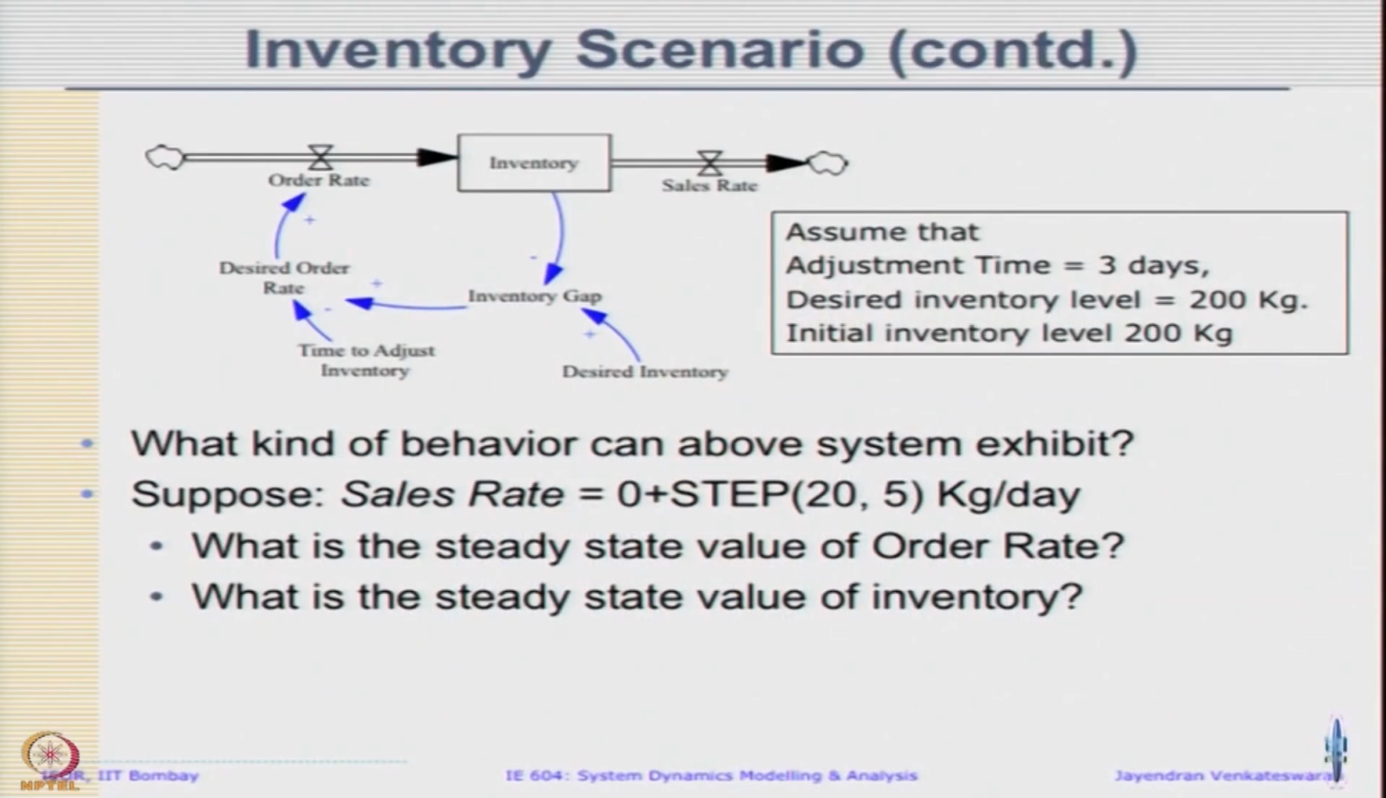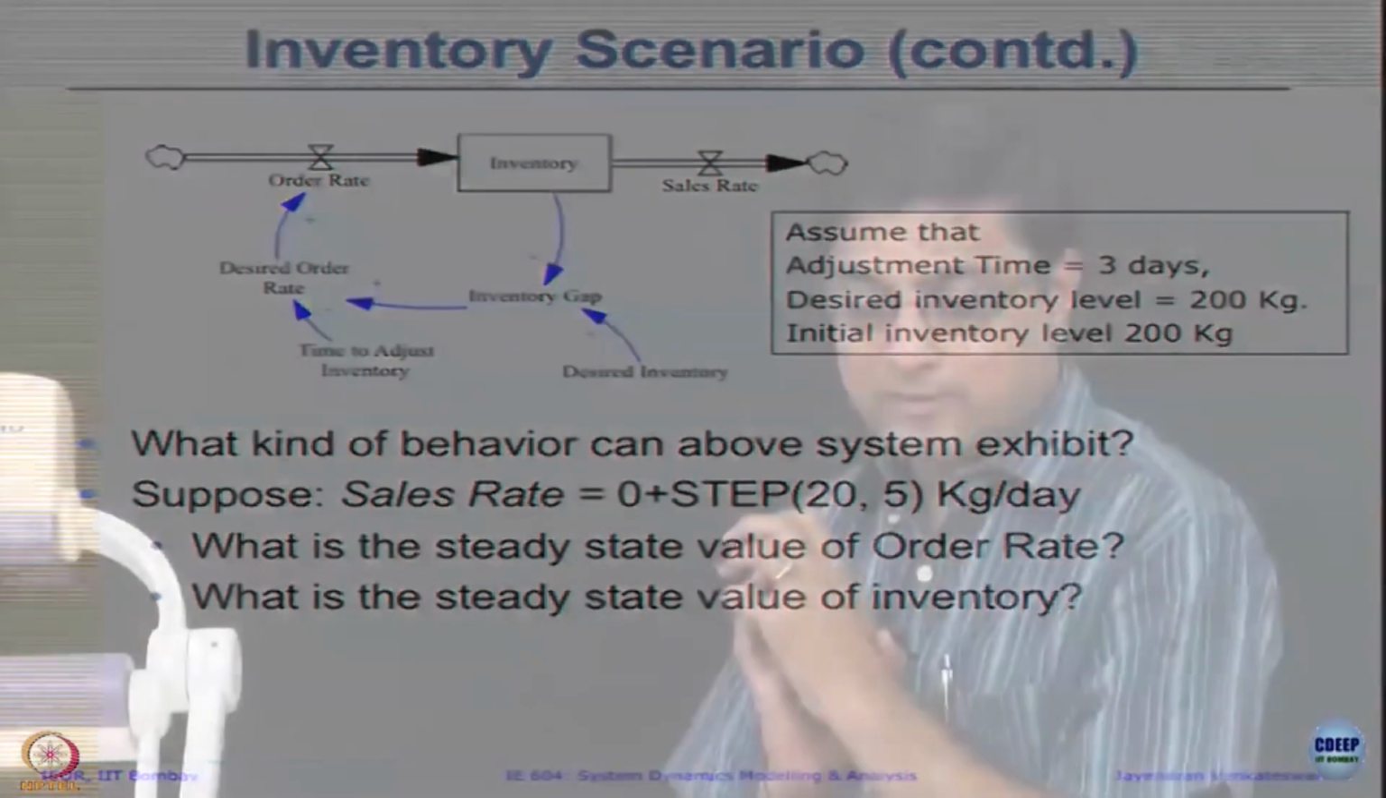We know that this system will exhibit a goal seeking behavior. So, suppose the sales rate increases to 20 units at time 5, then we expect the system to reach this new goal. What will be the steady state value of order rate? What will be the steady state value of inventory? You can do this without simulation. What should be the steady state value of order rate? Order rate will be equal to 20, right. In equilibrium or steady state, sales rate should equal the order rate. So, order rate is 20.